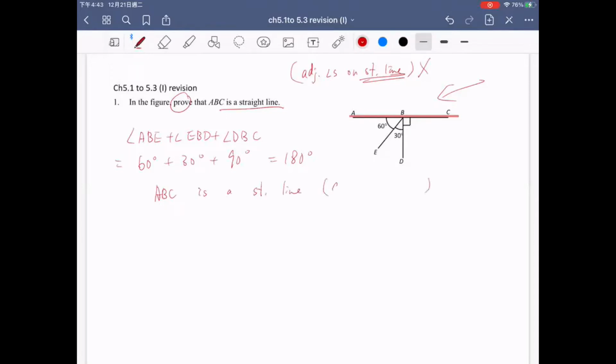Reason, they are all adjacent angles, right? And the sum gives you 180, so we say supplementary. Okay, adjacent angles supplementary.